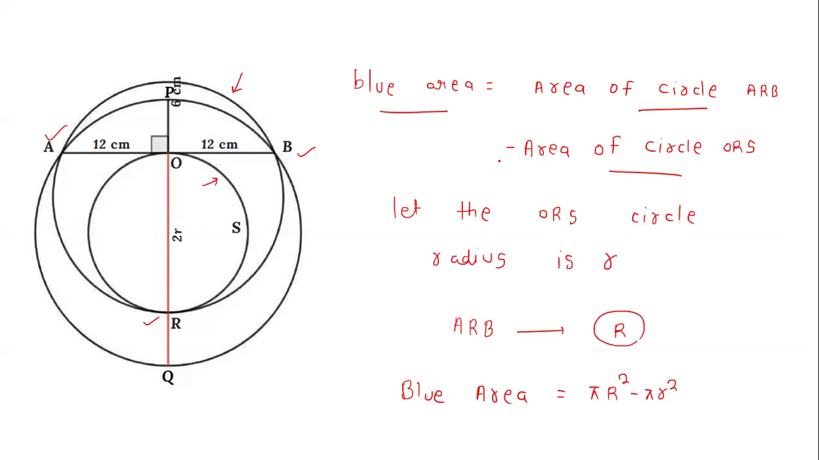For calculating the bigger circle area, we need the radius of this circle, and for calculating the smaller circle area, we need the radius of this circle. Let's assume the smaller circle radius is small r, like this ORS. So this OR is the diameter, which is equal to 2r, and this bigger circle radius is capital R. So the blue area will come like pi times capital R square minus pi times small r square. So this is the blue area.